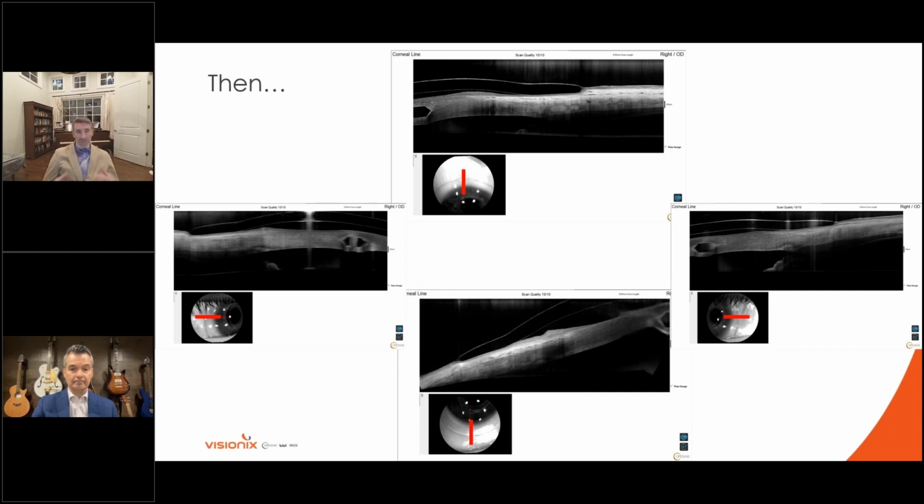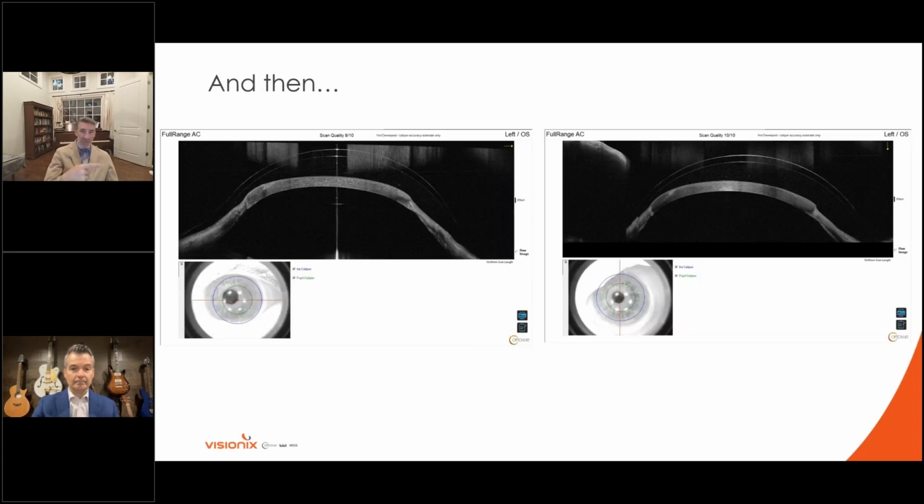And I think something that's really important to point out here is that you don't just have that patient looking straight ahead in primary gaze and then take each quadrant of the lens. You actually have the patient look opposite to the side that you're trying to image.